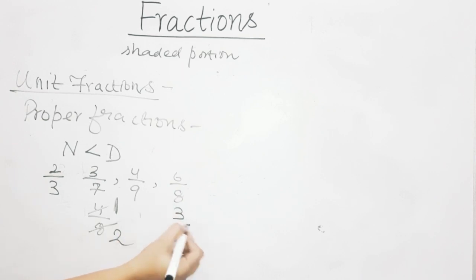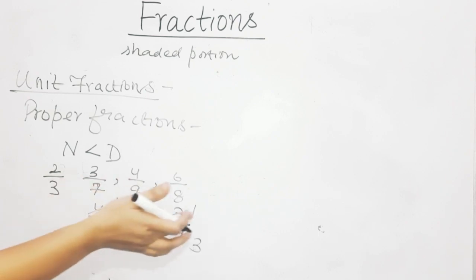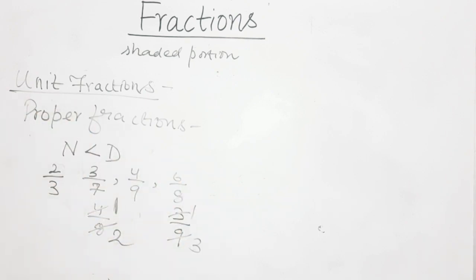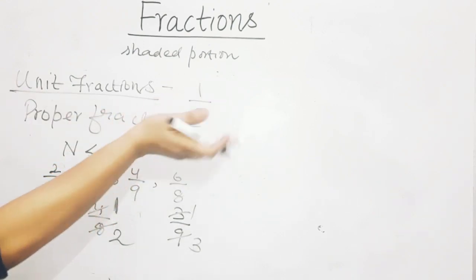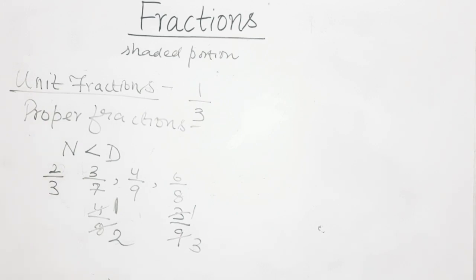If I take one more example, 3 upon 9, 3 ones are 3, 3 threes are 9. See, I have got 1 as the numerator. That means a proper fraction can be a unit fraction, right? And a unit fraction is a proper fraction, because in a unit fraction the numerator will always be 1, which is always less than the denominator. So a proper fraction can be a unit fraction and a unit fraction is a proper fraction. But not every proper fraction is a unit fraction.